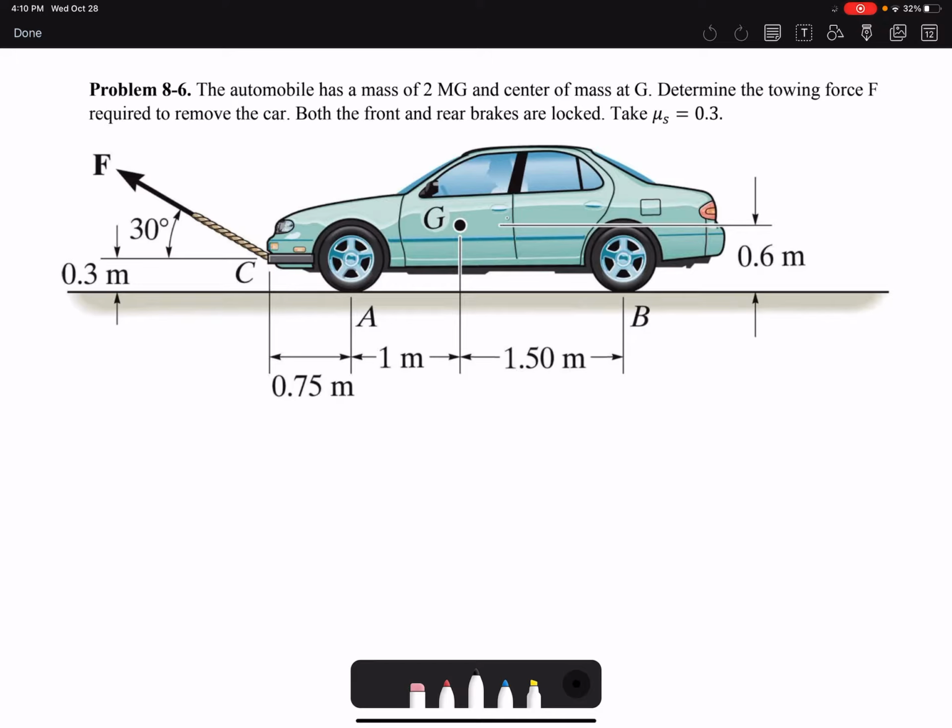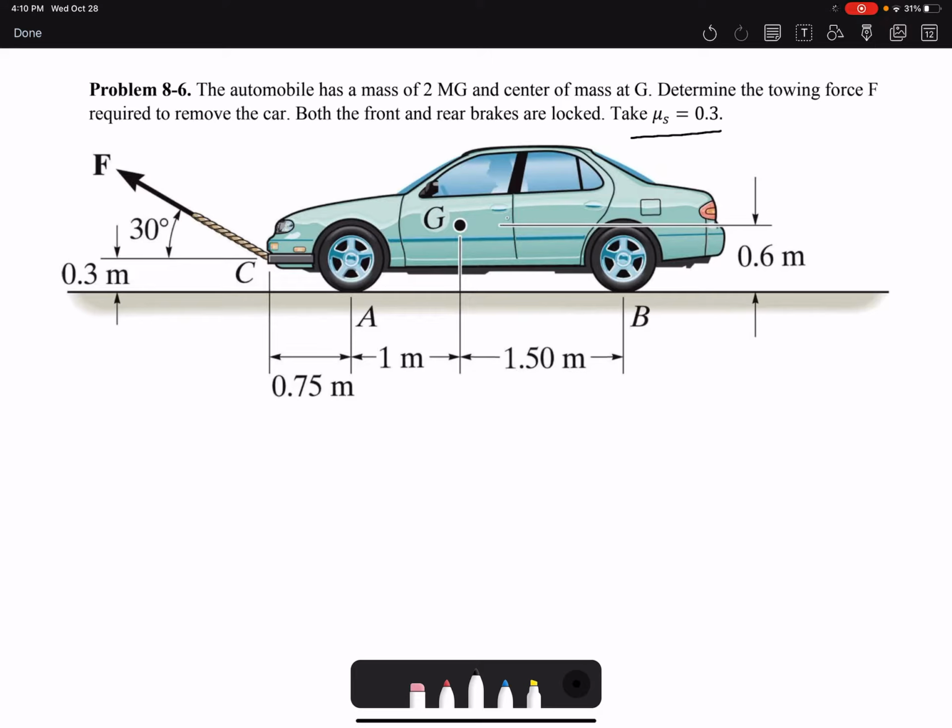The automobile has a mass of 2 megagram and center of mass at G. Determine the towing force F required to remove the car. Both the front and rear brakes are locked. Assume that the coefficient of friction is 0.3. So this is a type 2 friction problem because we know the surfaces that we are having an impending motion.